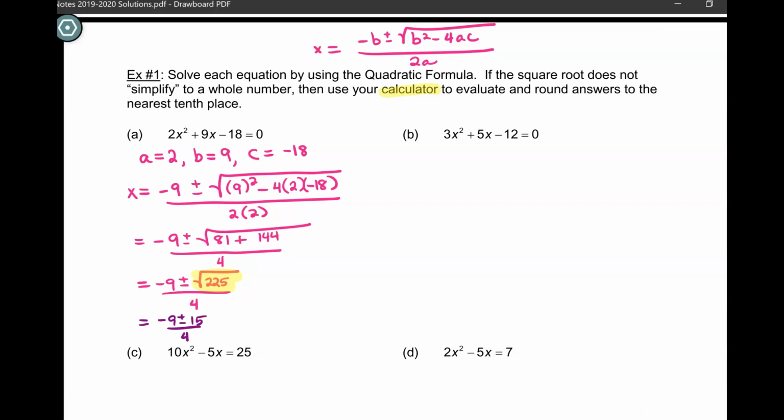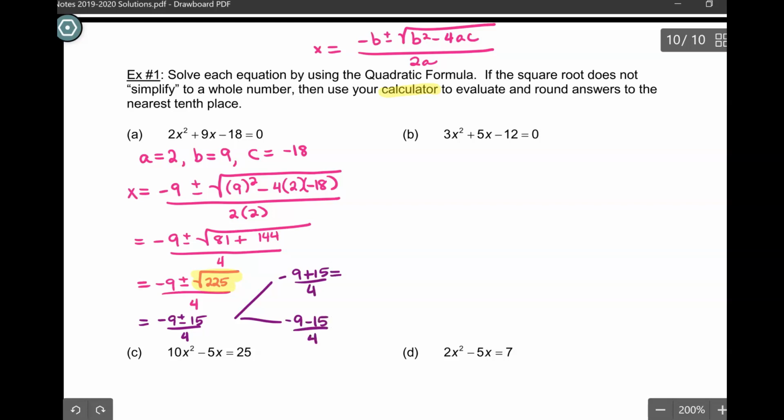Now it says if the square root does not simplify to a whole number, then use your calculator to evaluate. Well, we used our calculator to simplify it, but we're not done here. This actually means there's 2 answers. What are the 2 answers? Negative 9 plus 15 over 4 and negative 9 minus 15 over 4.